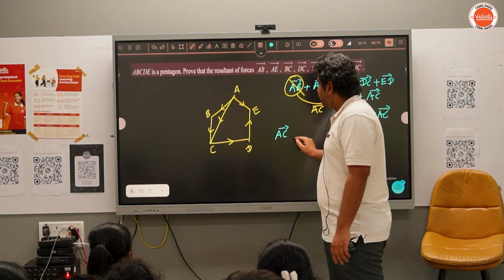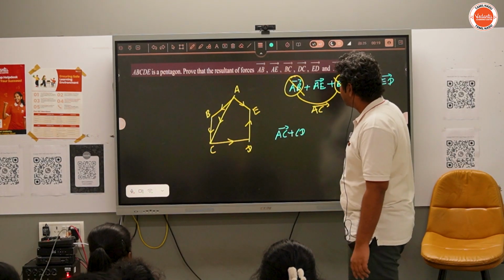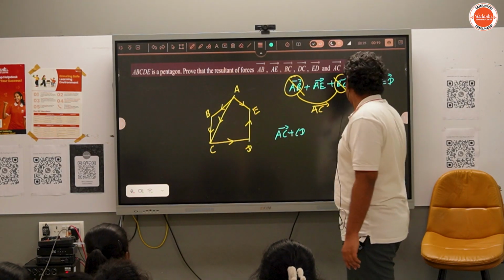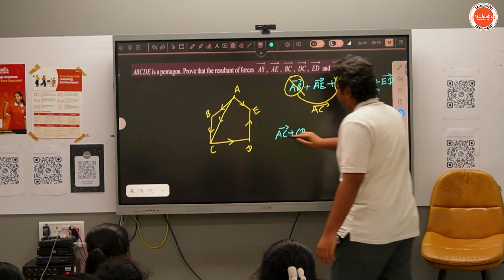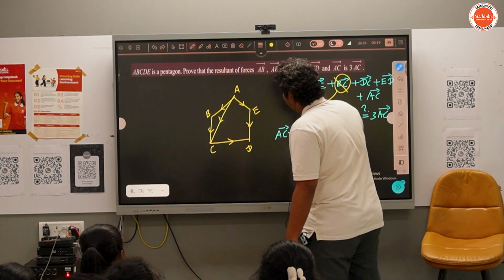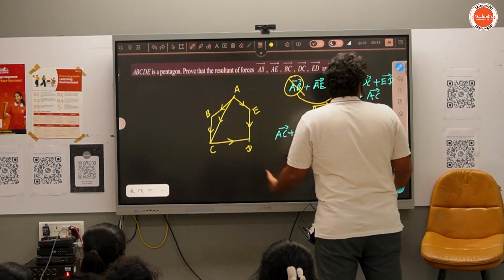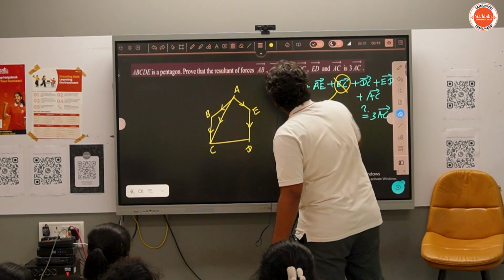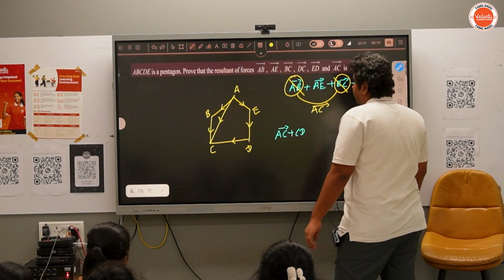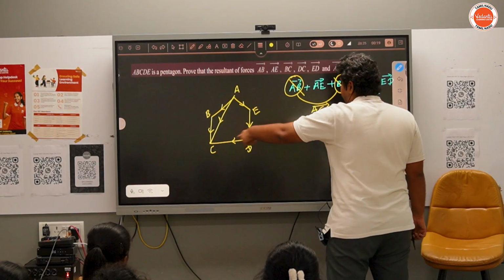AC vector... oh yes, ED is downward, yes. Then we can add DC, yes. And then it is done, right? So AC vector is going to be AE plus ED plus CD, yes.